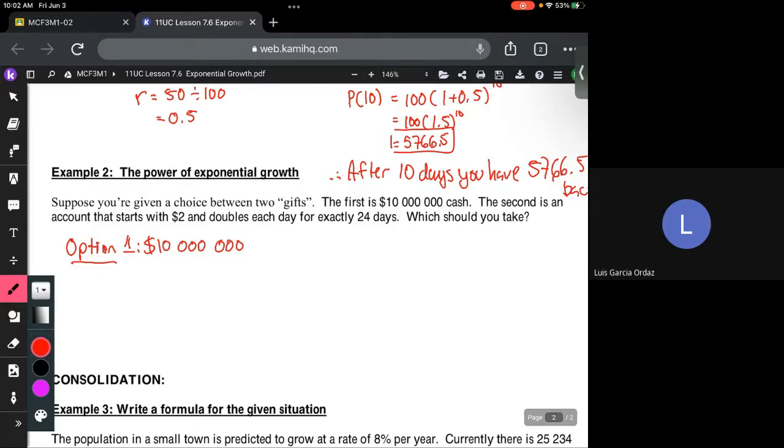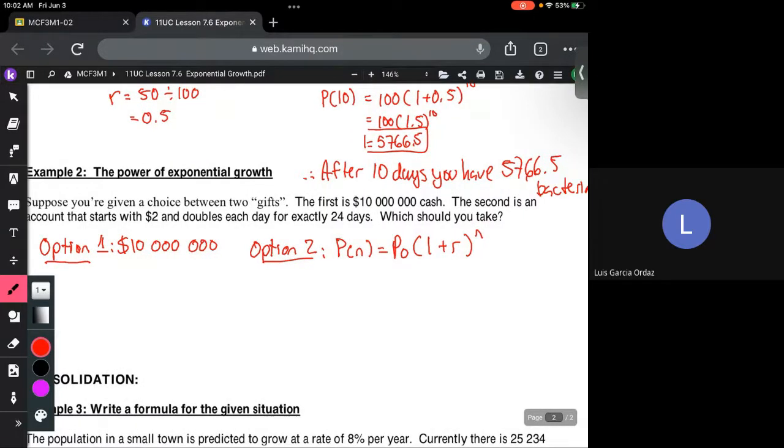Because my money doubles, so if my money doubles, what's my percentage I get back? It says on the first part, if you look up, 100%. So option two, we're going to have to create a formula. So P of n is equal to P0 times 1 plus R to the power of n.